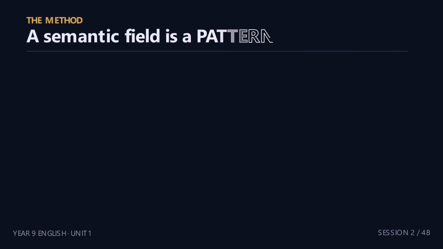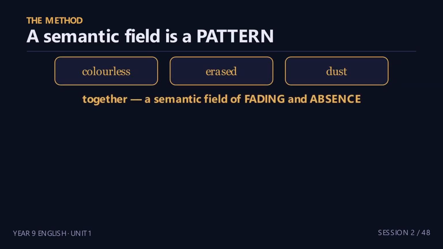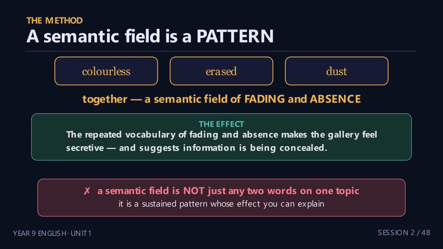Now, language and this session's key method. Look at these words: colorless, erased, dust, individually, unremarkable. Together, they build a pattern, and a pattern of connected meaning is called a semantic field. This one is a field of fading and absence. So, second misconception, gone. A semantic field is not just any two words on one topic. It's a sustained pattern whose effect you can actually explain. So, explain it. The repeated vocabulary of fading and absence makes the gallery feel secretive and suggests that information is being concealed.